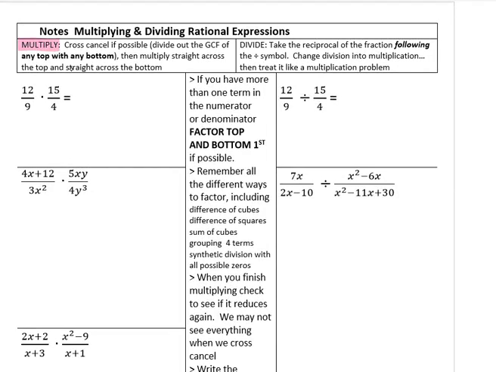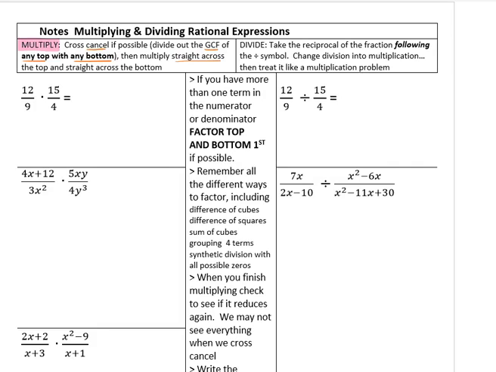I'm going to start off with the left side here, talk about multiplying. When you multiply, you're going to cross cancel if possible. Divide out the GCF, so always find the GCF of any top with any bottom. Then multiply straight across the top and straight across the bottom to get your final answer. So if we look at this first one here, 12 ninths times 15 fourths.